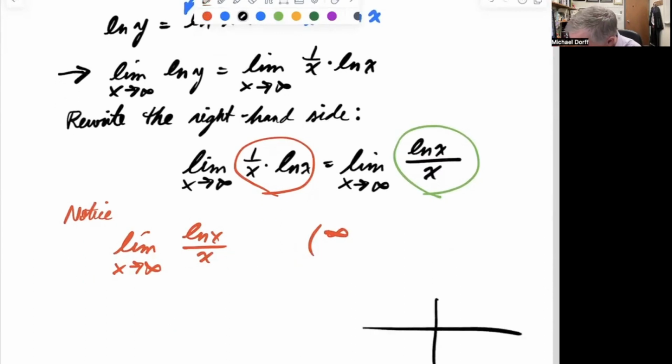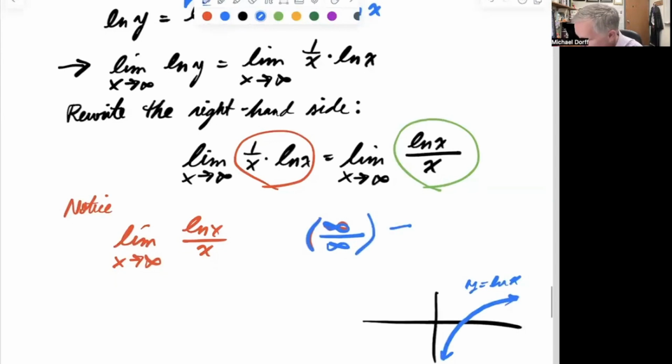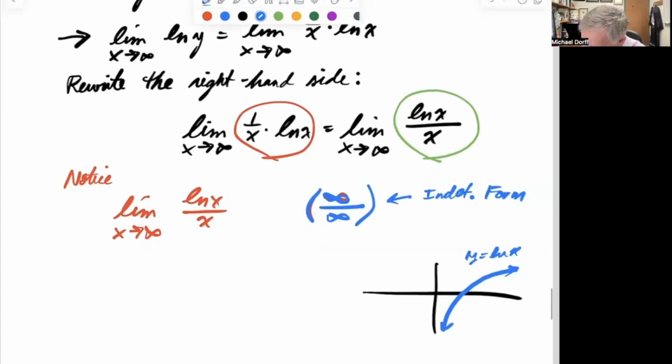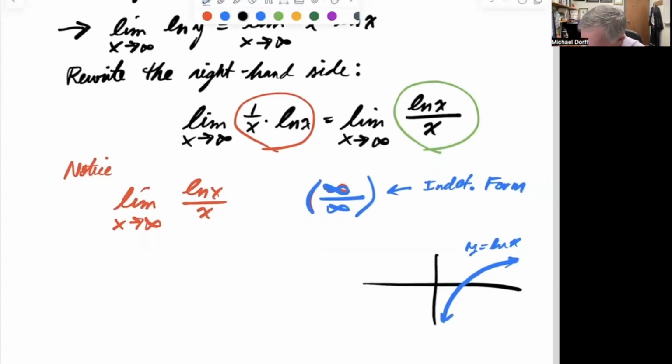Because the graph of the natural log of x, remember, looks like this. There's y equals natural log of x. And as x is getting larger, the y value of the graph is getting larger and larger. So as x gets large, we get infinity. So we have infinity over infinity. So it's an indeterminate form of 0 over 0 or infinity over infinity. So that works really well. So we can use L'Hopital's rule.